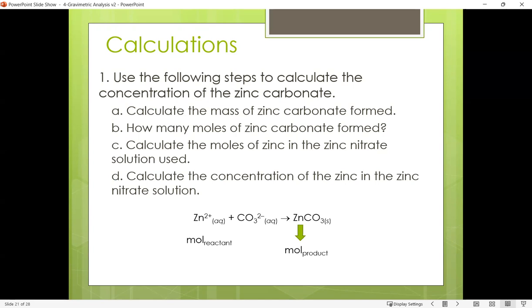Now to go to the concentration, all we have to do is think about what molarity is. It's moles per liter. So we need to take those moles and divide by the volume. And the question is which volume? Do we take the total volume or the volume of the zinc? What is the concentration we're trying to find? We're trying to find the concentration in the original zinc nitrate solution. So we know the moles, and we divide that by the volume. All those moles came from the volume that you pipetted the zinc in.